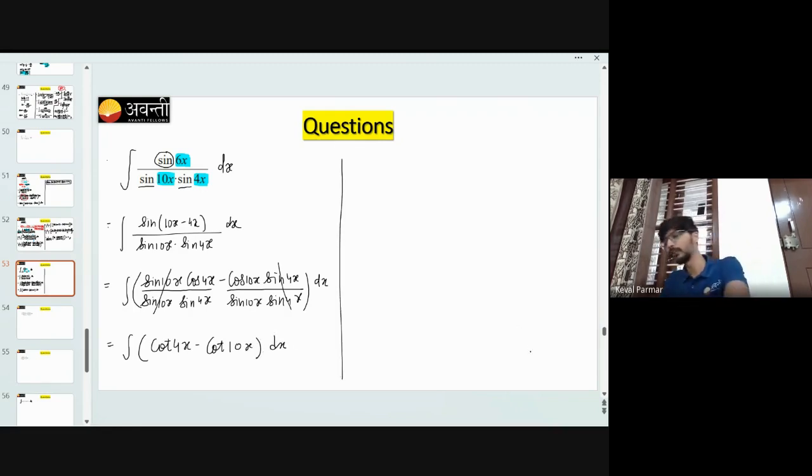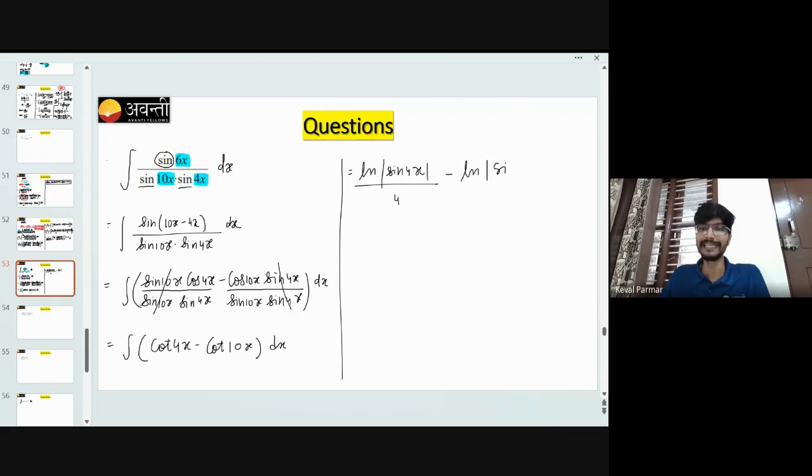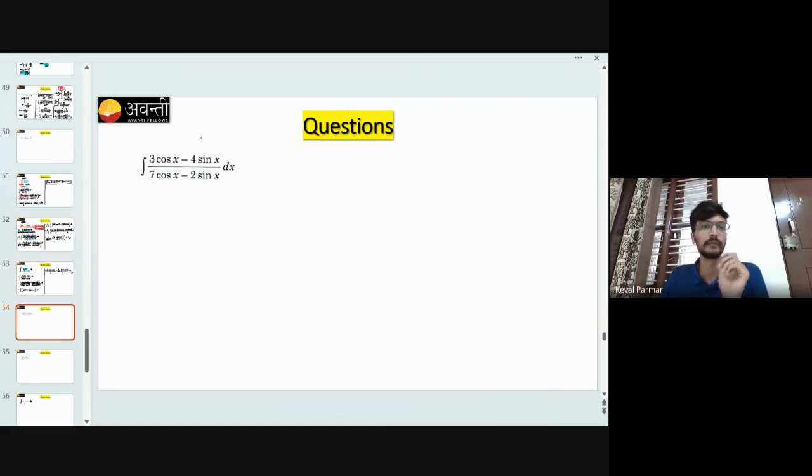What is integration of cot? It is log mod of sin 4x upon 4, minus log mod of sin 10x upon 10 plus c. This is my answer. I hope it is clear. This was the same question. Let's look at another good question, which is this one.